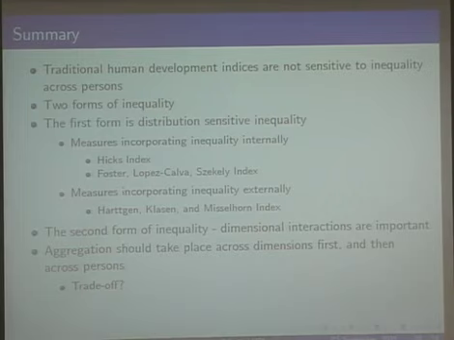For the Higgs index, for example, you first calculate each dimension-specific welfare standard, and then you take a simple average, and that allows you to say the contribution of a particular dimension to the overall human development index. But when you aggregate first across dimensions for each person, and then aggregate across all persons, you lose that power. So it comes at the cost of something.